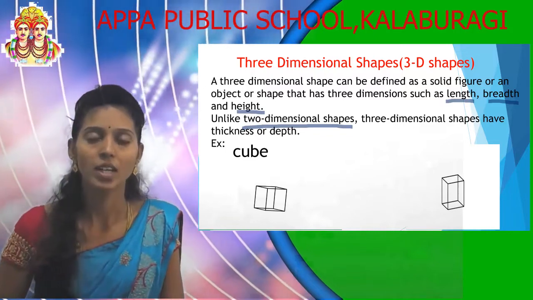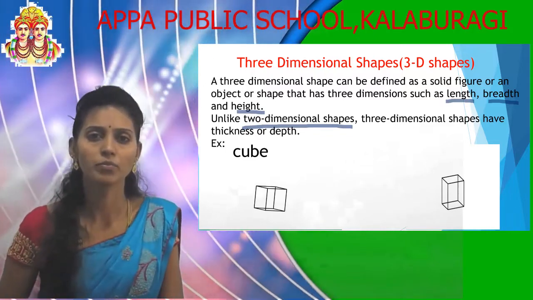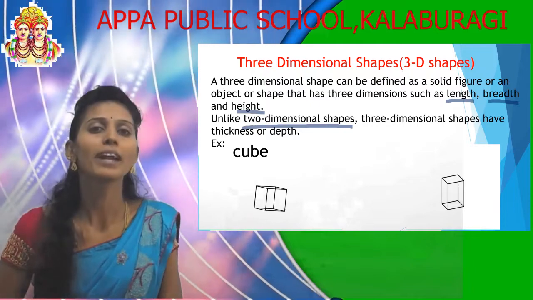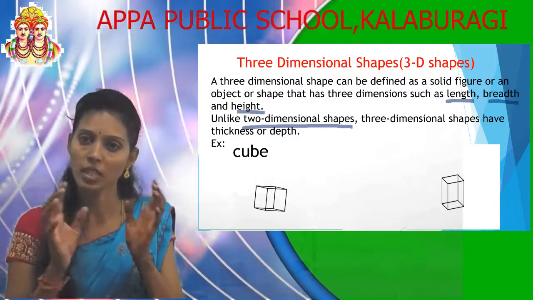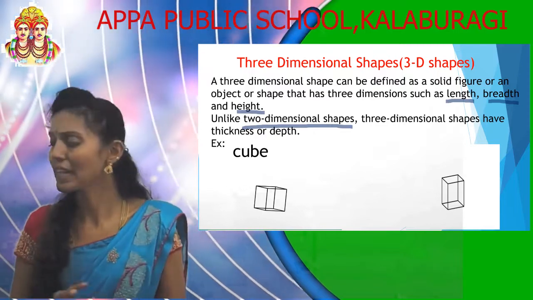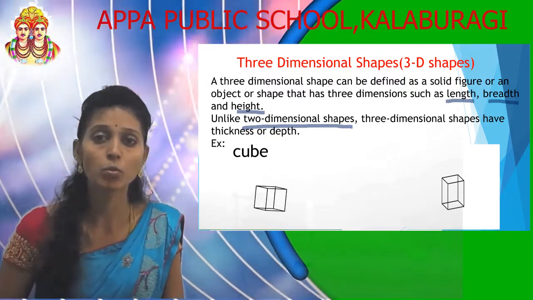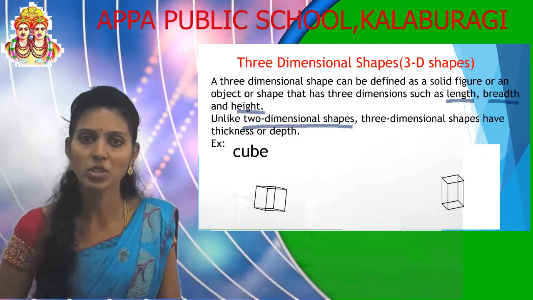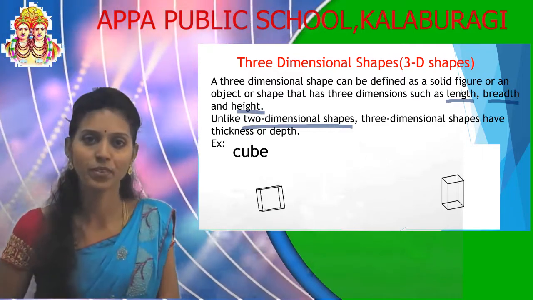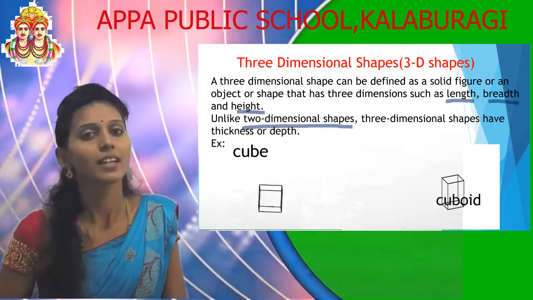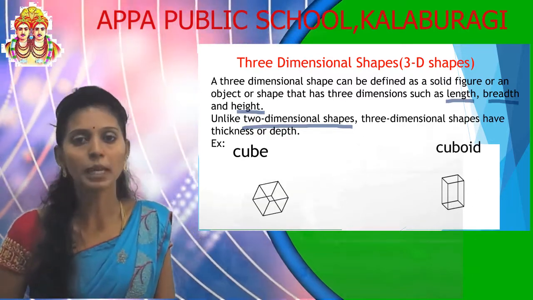Then what is the example for this cube? See, regularly you might have seen in class a chalk box that will be in cube shape, and you will be playing Rubik's cubes, isn't it? Rubik's cube, that is also a perfect square shape, and dice, Ludo dice, that is also in cube shape only.